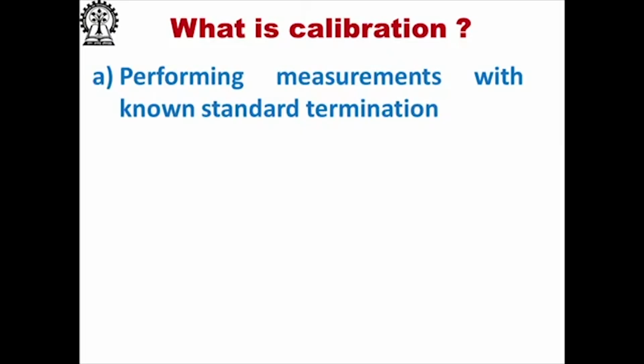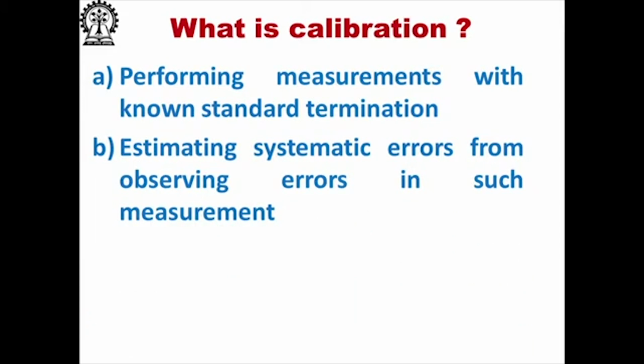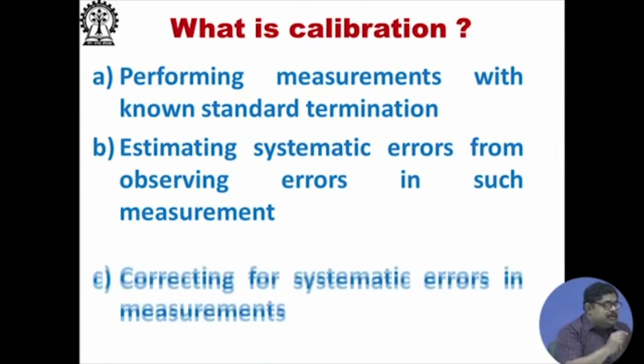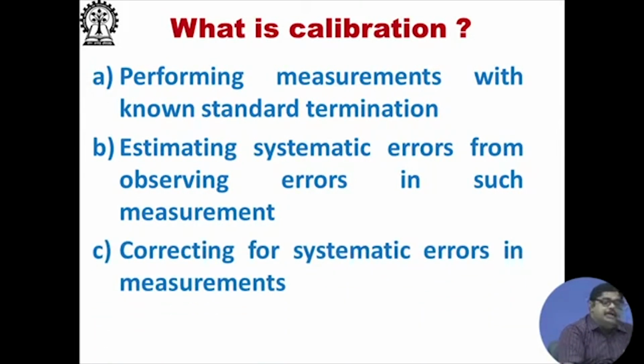So, this is an example of a systematic error. You have an open, where the reflection coefficient should be +1, but you can have an open that is not giving +1; it may be giving 130 degrees. So, by performing measurements with a known standard termination, you can estimate systematic errors from observing errors in such measurements, and then you can correct for those systematic errors in your measurement.